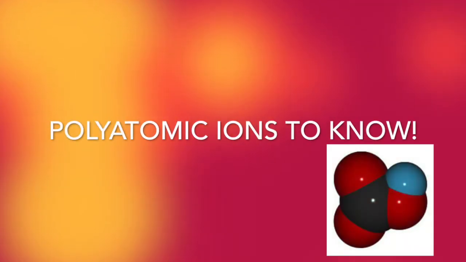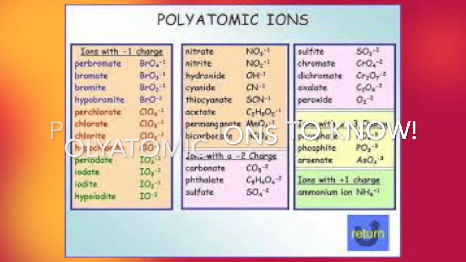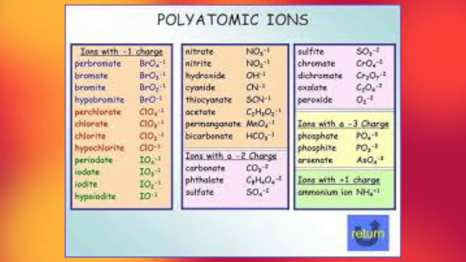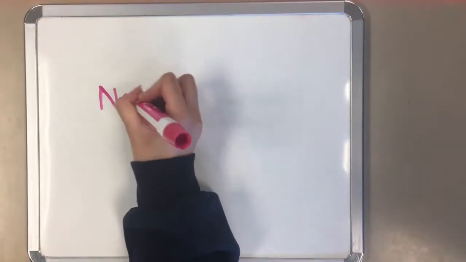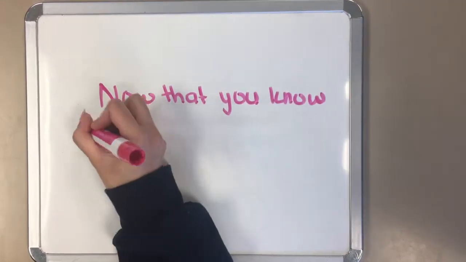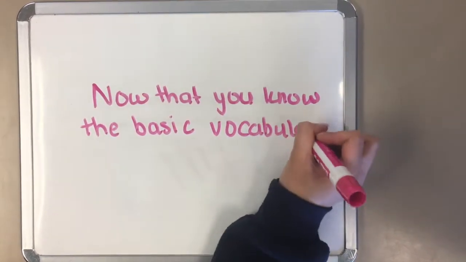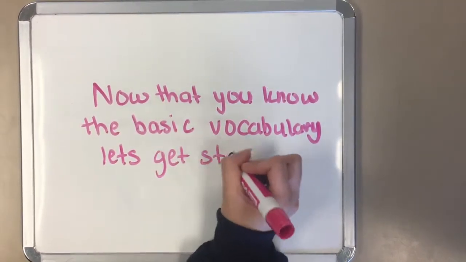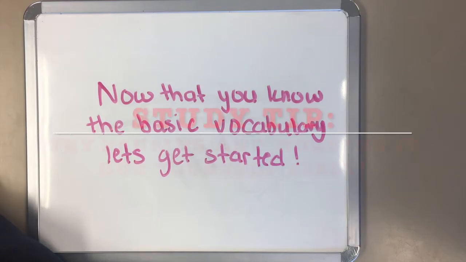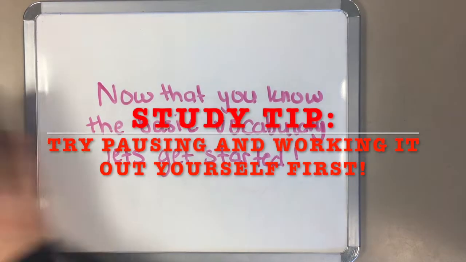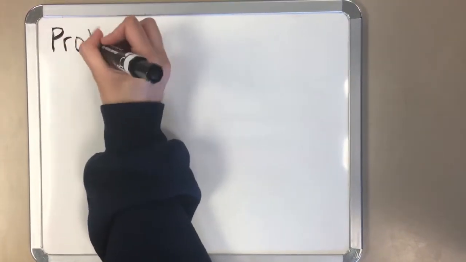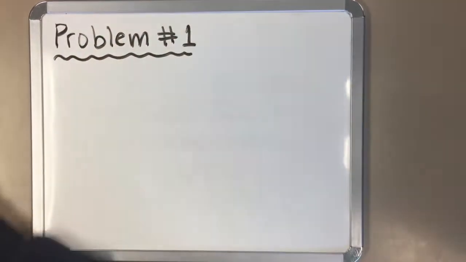Polyatomic ions are another thing you might see when you're balancing your chemical equation. It is composed of 2 or more atoms and can be considered to be acting as a single unit. Now that you know the basic vocabulary, we can finally get started on some practice problems. Here's a helpful study tip: try pausing and working it out yourself first. Alright, now let's dive right into problem number 1.